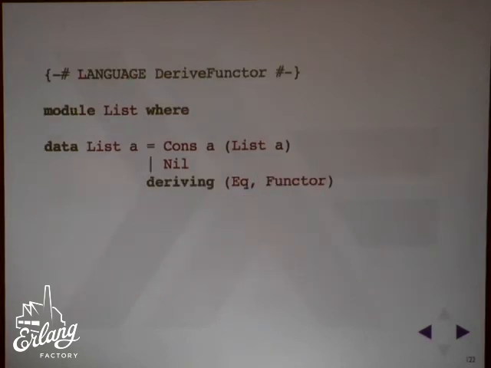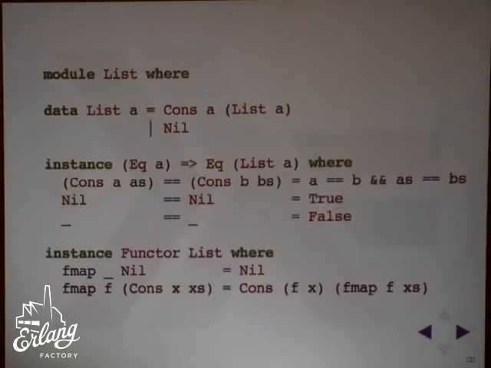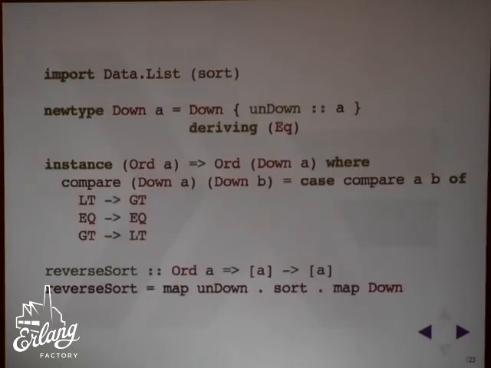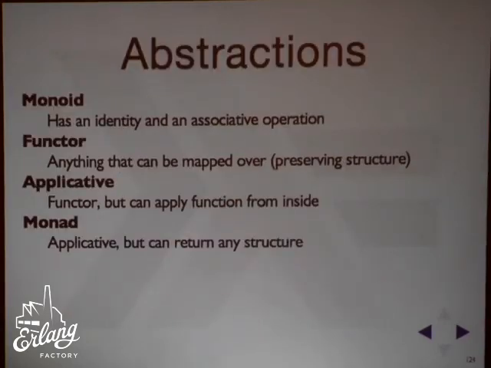These type classes, there's a lot of built-in ones like functor and equals, which we talked about. Let's see, we'll skip over some of that stuff. And so the weird words that you hear about all the time, there's monoid and functor and applicative and monad. So monoids are just anything that has an identity and an associative operation.